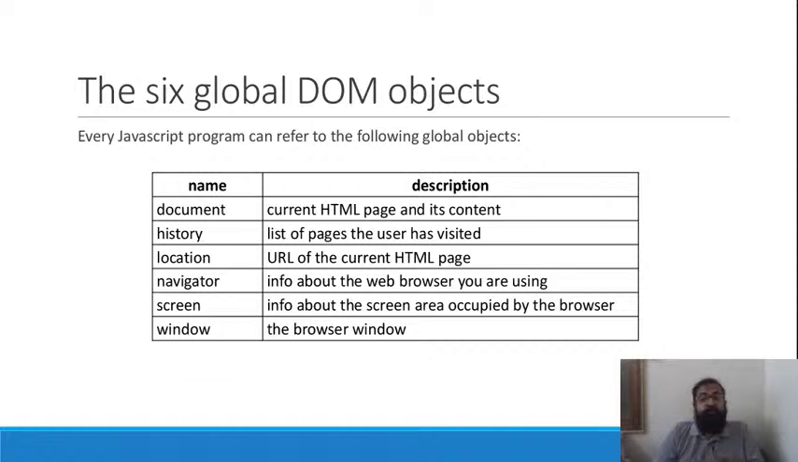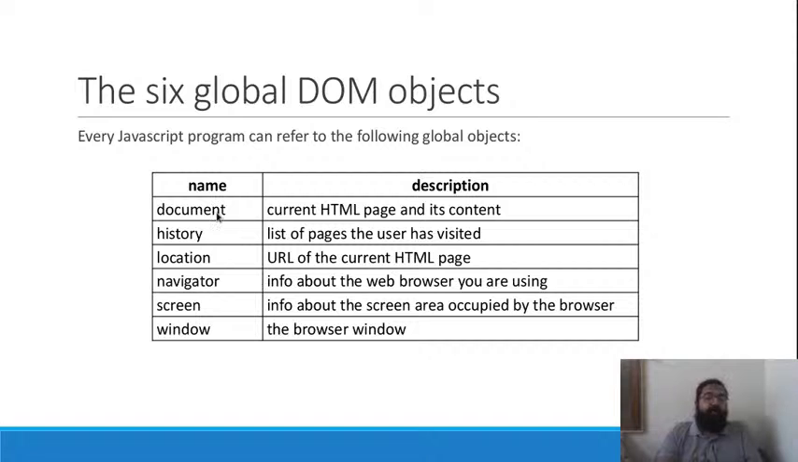Okay, so you can use your JavaScript to find out what browser the user is using, and then you can do something based on that information. Okay, and then you have another DOM object called screen. That will allow you to get the screen area occupied by the browser. Okay, so the 6 document object models are document, history, location, navigator, screen, and window.